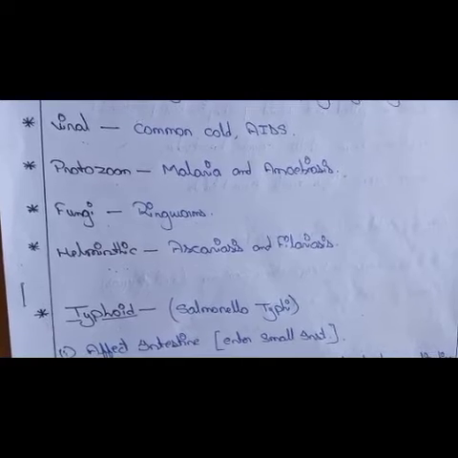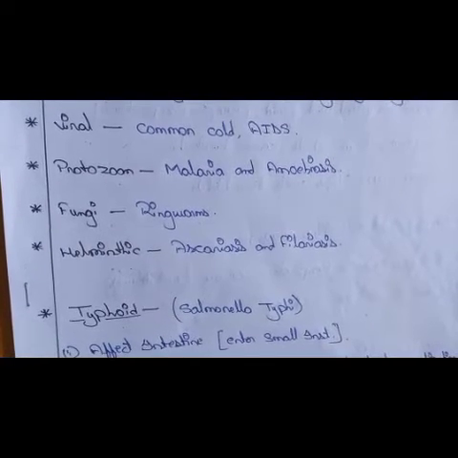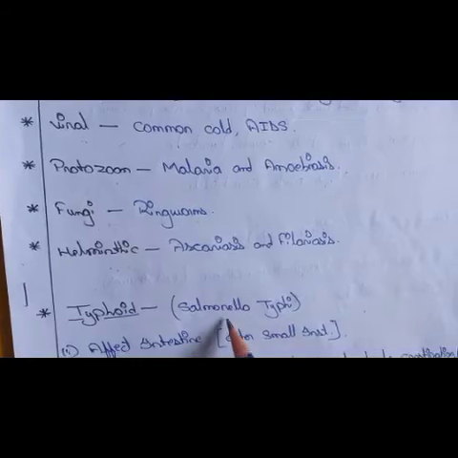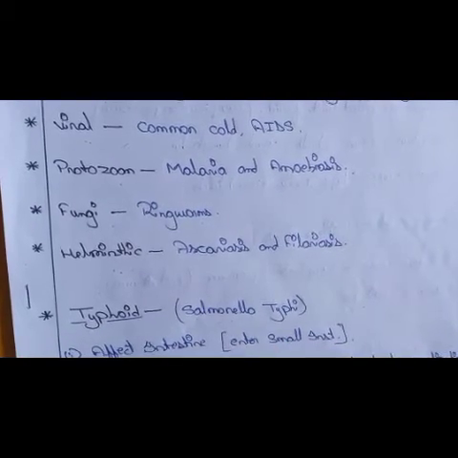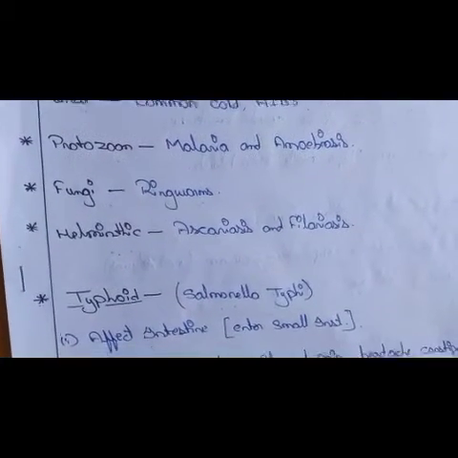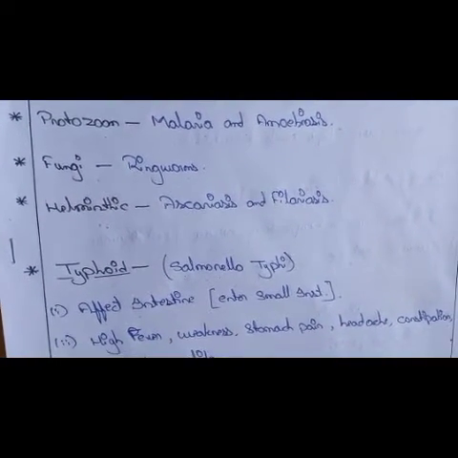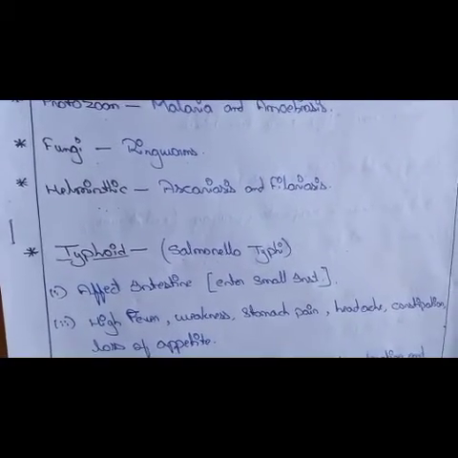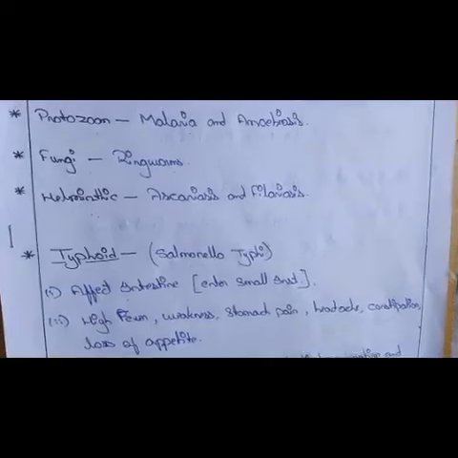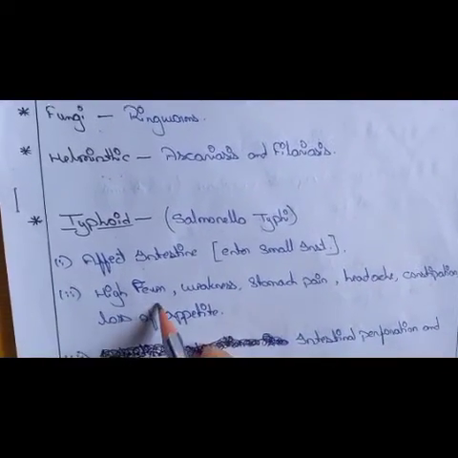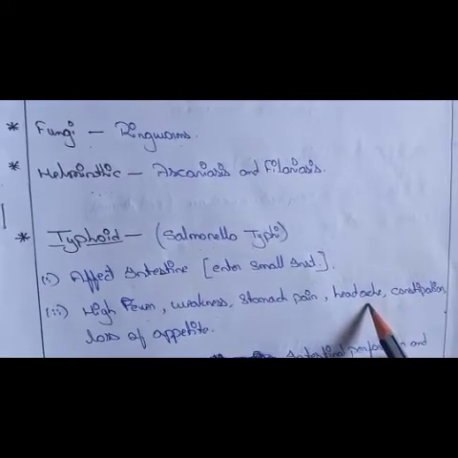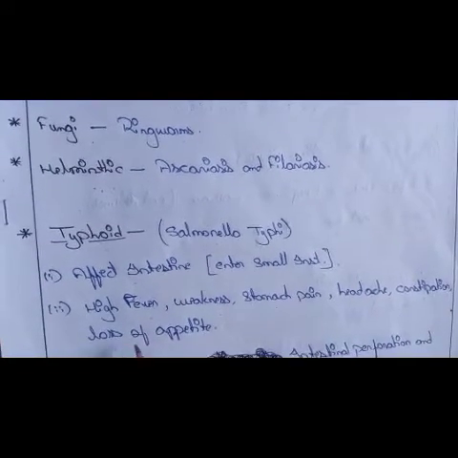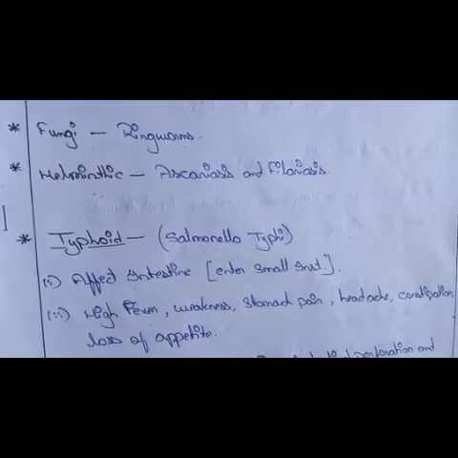For the disease typhoid, the causative agent is Salmonella typhi. It affects our intestine, mainly the small intestine. The symptoms are high fever, weakness, stomach pain, headache, constipation and loss of appetite.